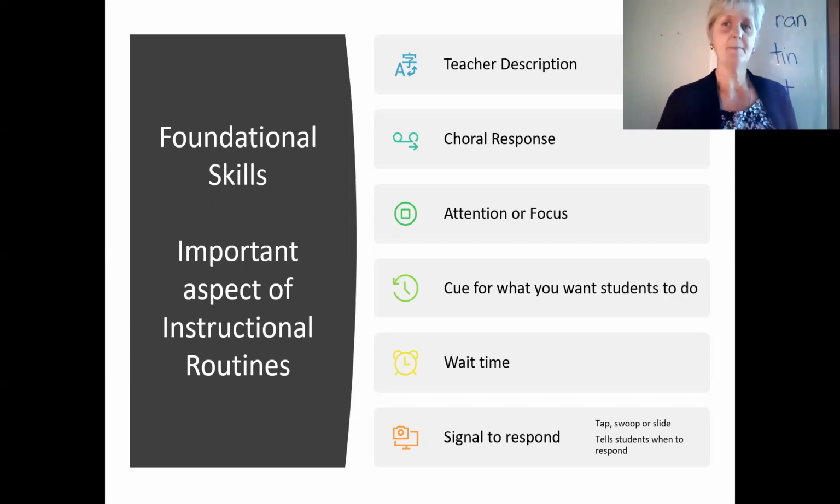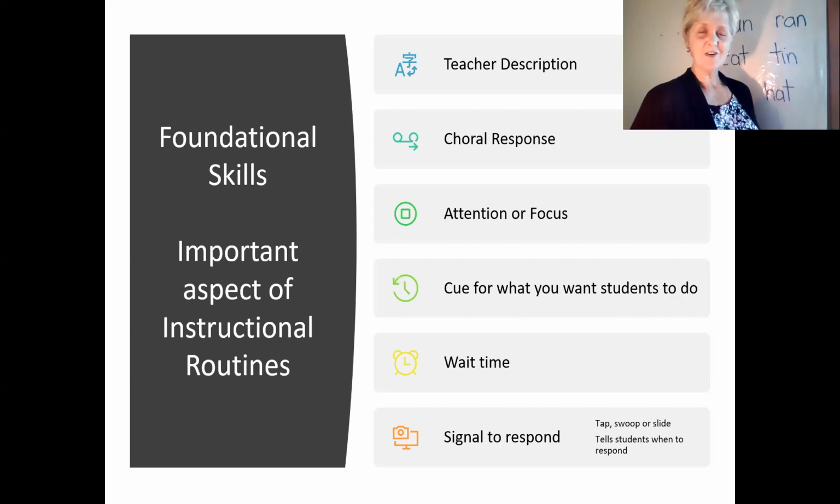For example, I might say, boys and girls, you're going to blend words. That might be all I say. Or boys and girls, we're going to blend now. We're going to take our sounds and blend them into words. That would be all I would need to say with this chart behind me. So a short teacher description.